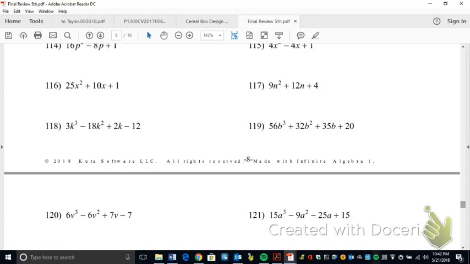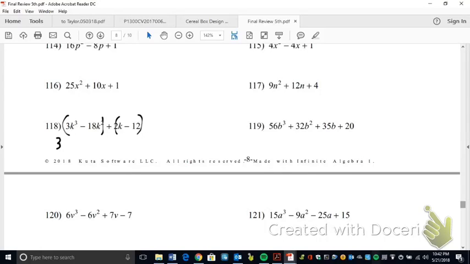Moving on. So 118 through 121. Notice we have 4 of them. So what we're going to do is the exact same thing that we were doing before. Because we have 4, we're just going to break it into 2 sets of 2, much like we did on steps 1, 2, 3, 4.